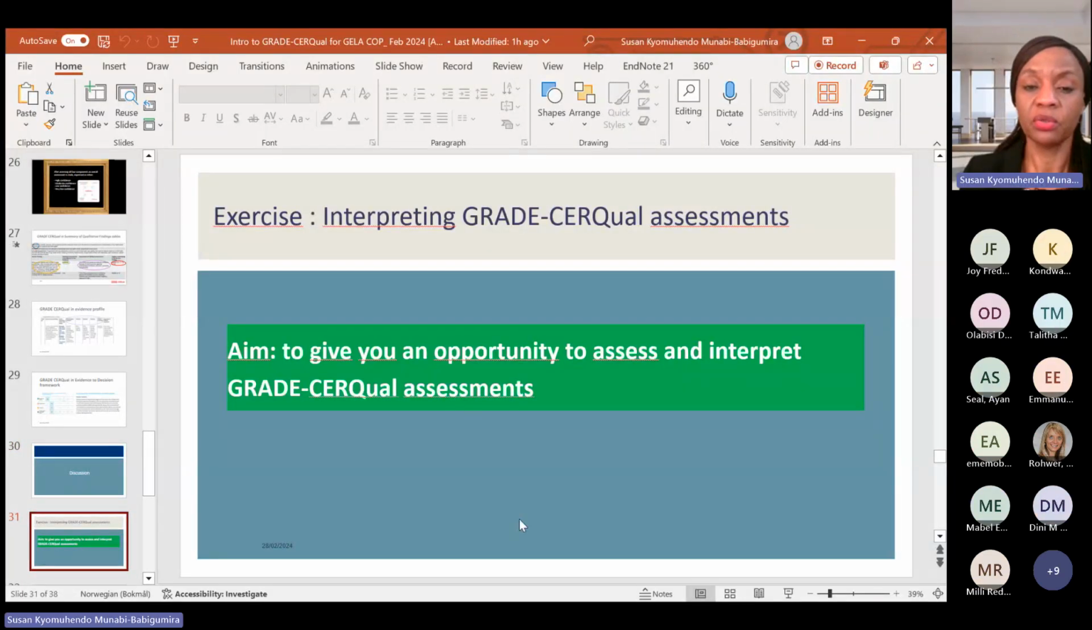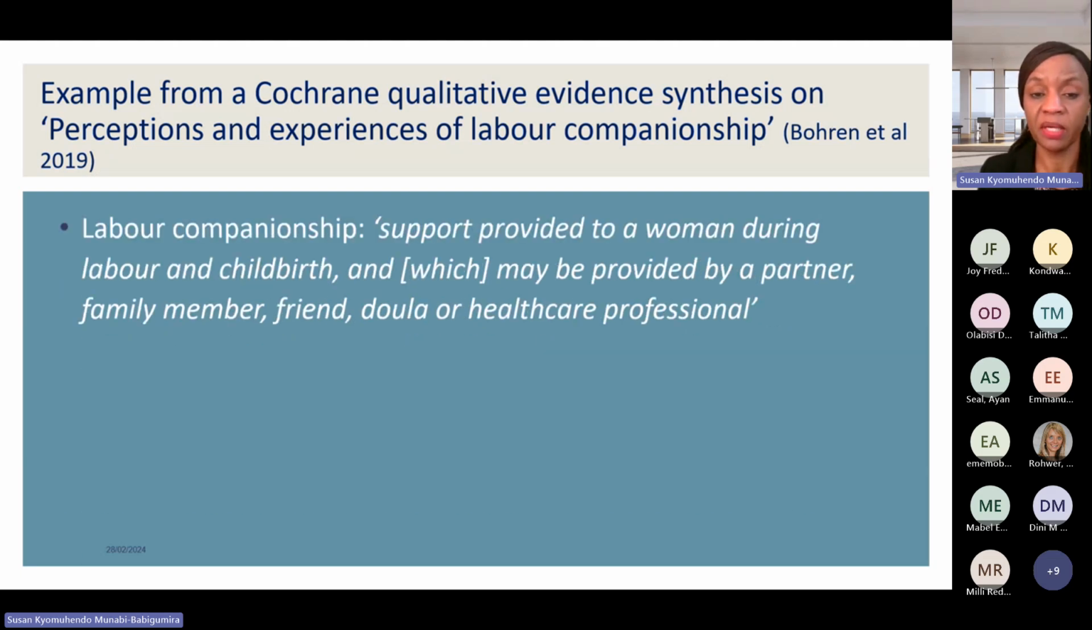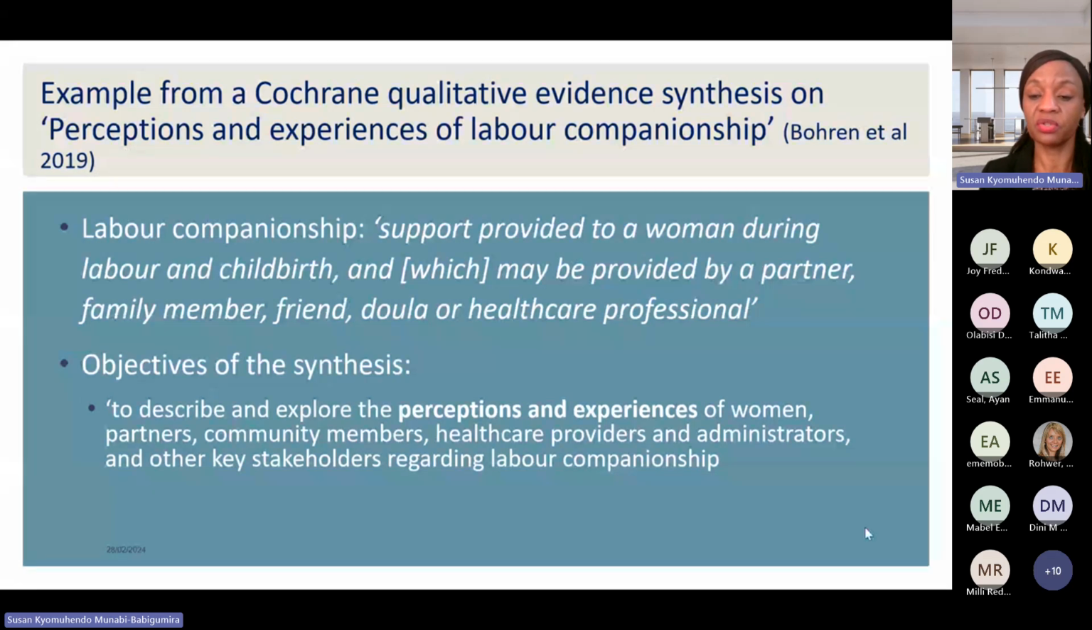What we're going to do is work on an exercise which was shared earlier by email. This exercise aims to give you an opportunity to assess and interpret the GRADE CERQual assessments. It's drawn from an example of a qualitative evidence synthesis on perceptions and experiences of labor companionship by Bohren and colleagues. In this review, labor companionship is defined as the support that's provided to a woman during labor and childbirth, which may be provided by a partner, family member, friend, doula, or healthcare professional. The objectives were to describe and explore the perceptions and experiences of women, their partners, community members, healthcare providers and administrators, and other key stakeholders regarding labor companionship.